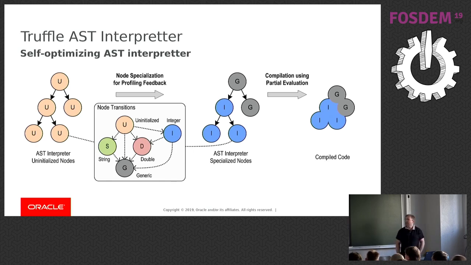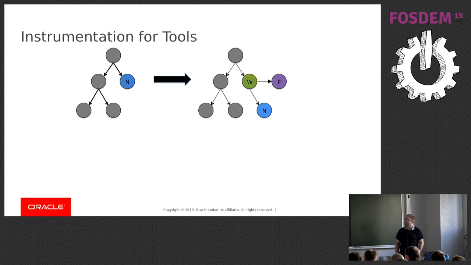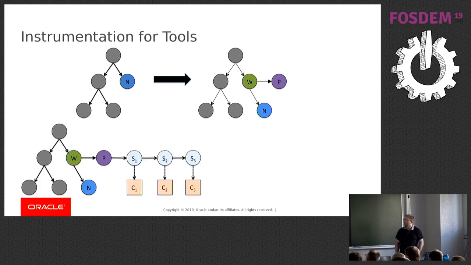How tools are plugged into that is here. Consider a node. That node is replaced by a so-called wrapper node that delegates to the original node and also to a probe node. That is something which can be used to attach the instruments. Here are several subscription nodes attached to that probe, and that delegates to client nodes that are provided by the instrumentation, by the tool that you want to plug in.